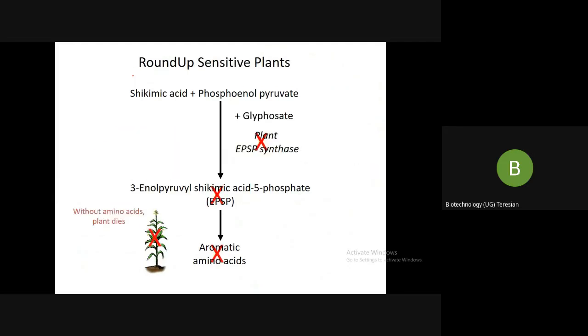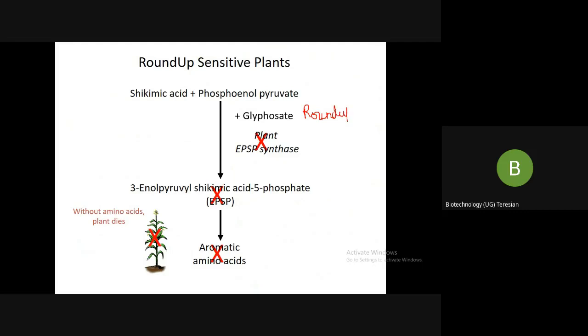See, this is the mechanism. Okay, so there is shikimic acid and phosphoenol pyruvate. You add glyphosate. Glyphosate is what? It is the active ingredient which is present in your Roundup. What is Roundup? It is an herbicide. What is its function? To kill the unwanted plant or the weed plant.